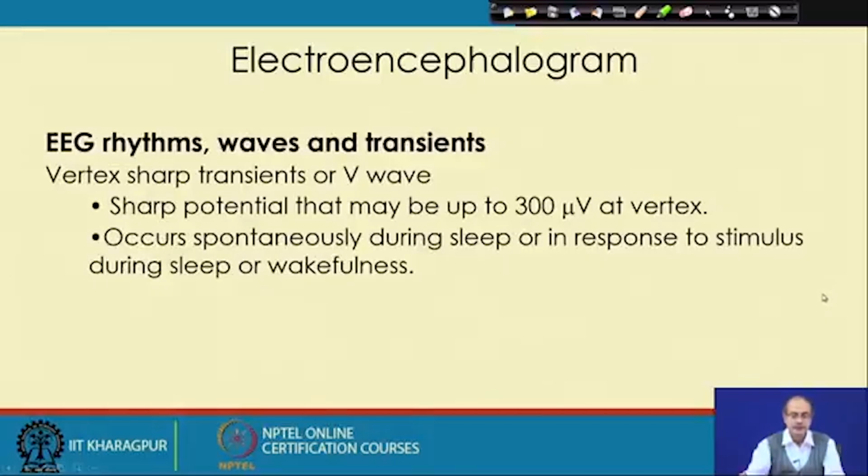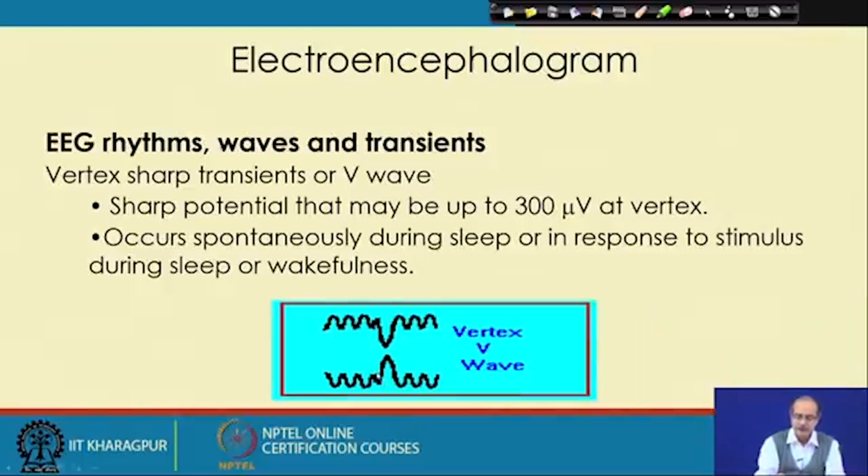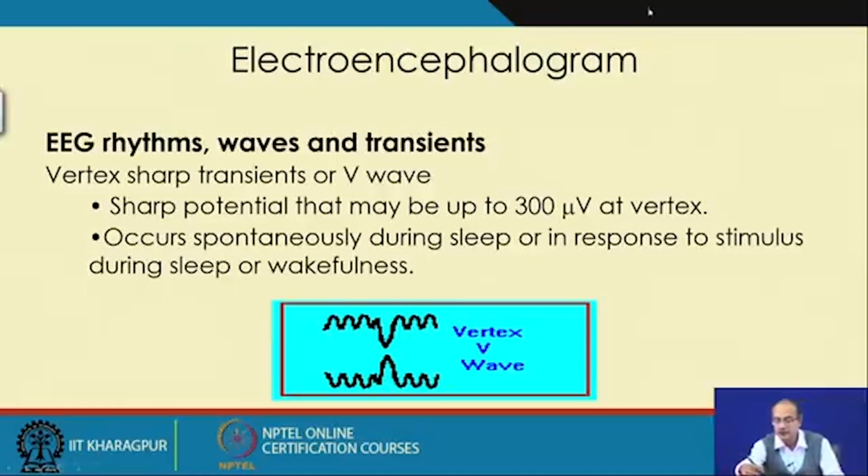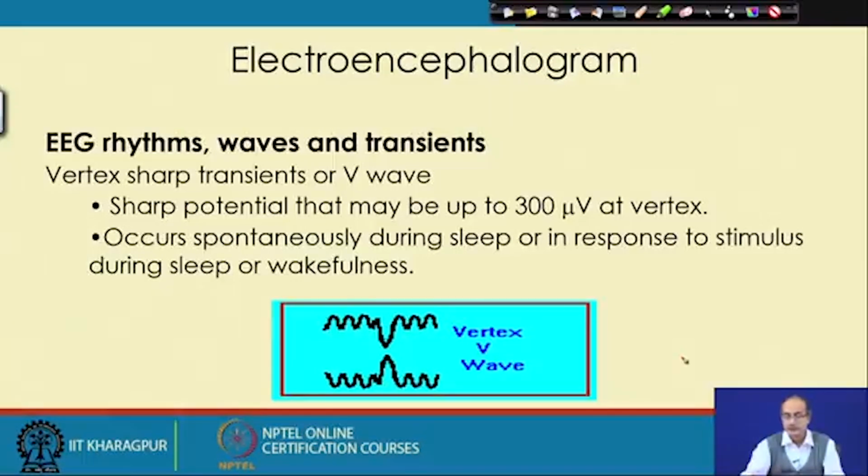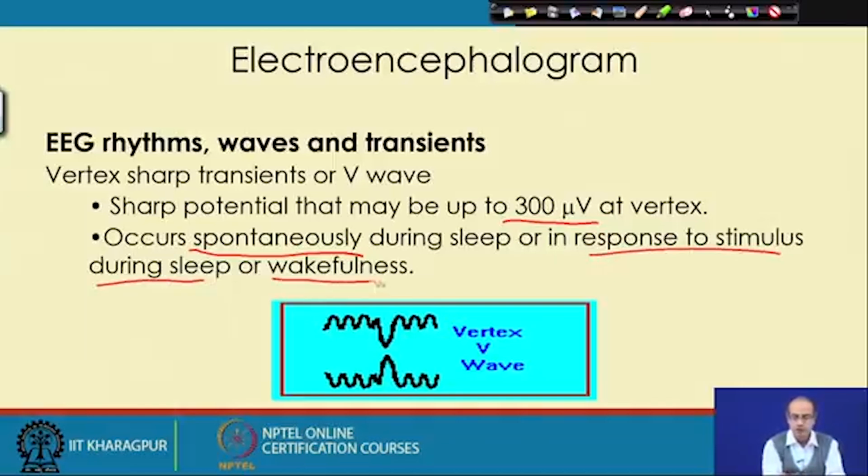Now, let us look at the next one, the vertex sharp transient or V wave. Let us look at some examples to see why the name has come. It looks like a V. It could be the positive V or it could be an inverted V, depending on how the leads are connected for the recording, and it has a sharp change in potential up to a magnitude of 300 microvolt. 300 microvolt means it is bigger than the usual magnitude of the EEG signal, and it occurs spontaneously during sleep or in response to a stimulus during sleep or wakefulness.